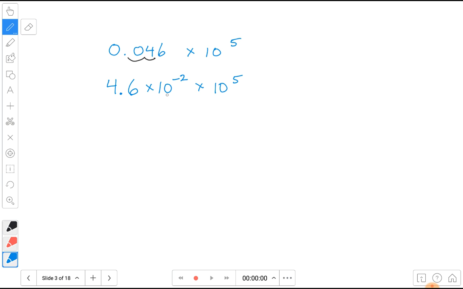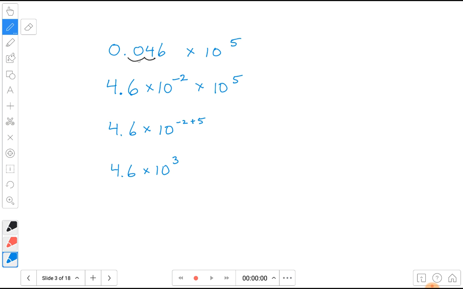This works because now we have 2 bases here. They're both 10, two powers with both base 10. So we can simply use our exponent rules. And since we're multiplying them, we can add the exponents. So this is equal to 4.6 times 10 to the power of, and now I'm going to add the exponents. So negative 2 plus 5, and negative 2 plus 5 is 3.